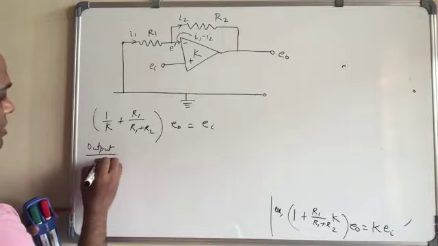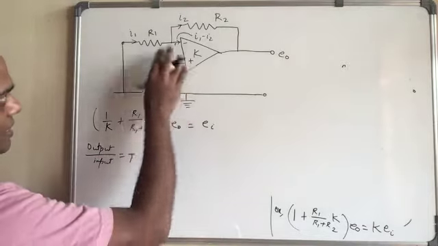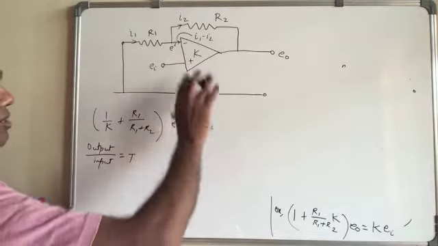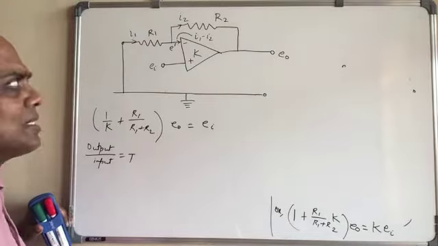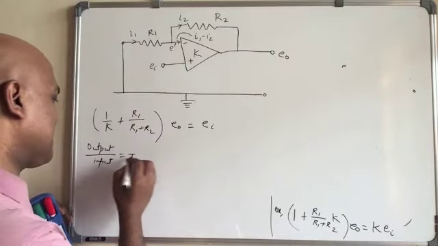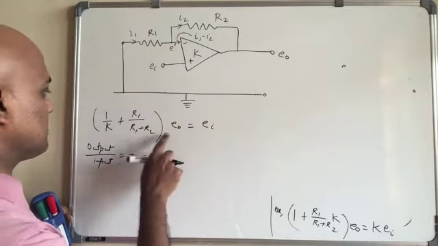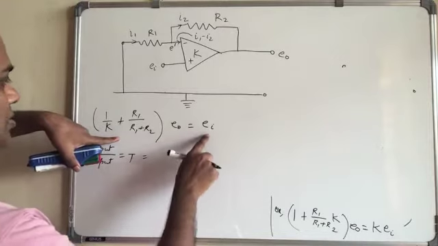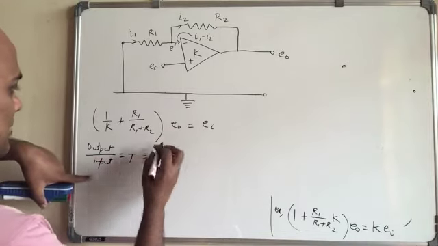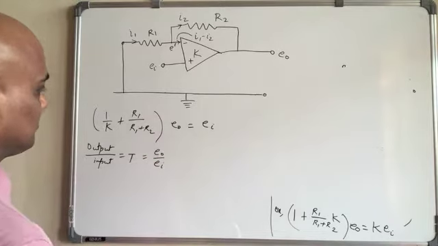Output over input is equal to the transfer function T. In this, R1 and R2 are basically not time dependent, meaning they are constant. So you can just write T, and this will be equal to E naught over EI, right?